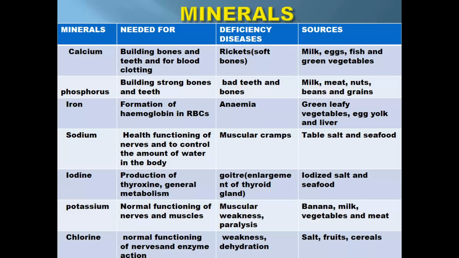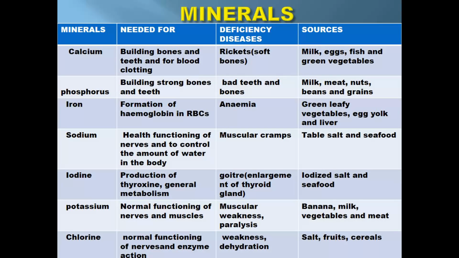Next mineral is phosphorus. It is needed for building strong bones and teeth. Now, the deficiency disease with regards to phosphorus is bad teeth and bones. The rich sources of phosphorus are milk, meat, nuts, beans, and grains. Next is iron. It is needed for the formation of hemoglobin in RBCs. Deficiency disease is anemia, and sources are green leafy vegetables, egg yolk, and liver.